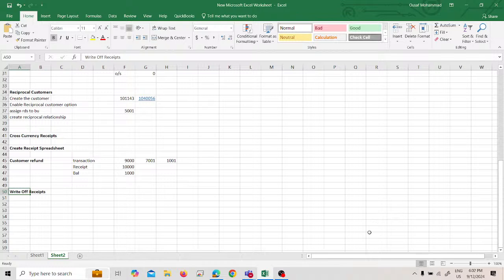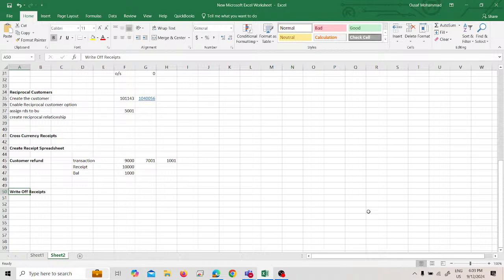Basically, a write-off receipt refers to the process of canceling an outstanding receivable, or a part of it, that is deemed uncollectible. This is usually done when it is determined that the amount cannot be recovered from the customer, such as in cases of bad debts or discrepancies, which I will explain. The write-off receipt process involves identification of uncollectible receivables, creating write-off entries, approvals, and documentation.